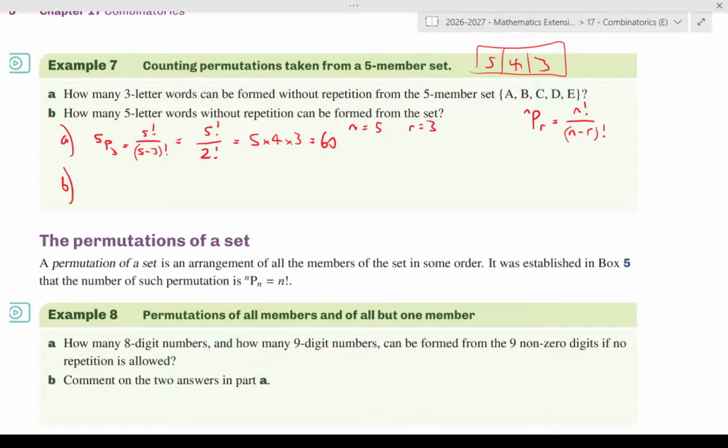So on this particular one, you're going to have 5P5, which is going to equal 5 factorial over 5 minus 5 factorial, which is just basically 5 factorial, which is 5 times 4 times 3 times 2 times 1, which will equal 120. Hope that makes sense. I think it's pretty straightforward. I think you guys will be fine.